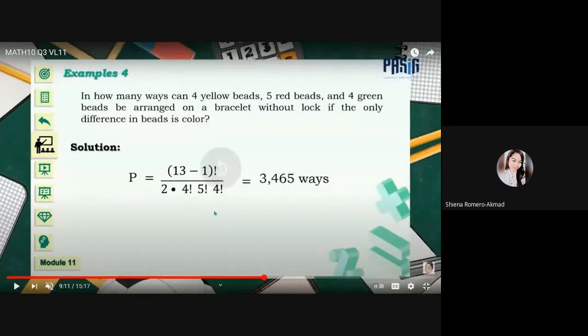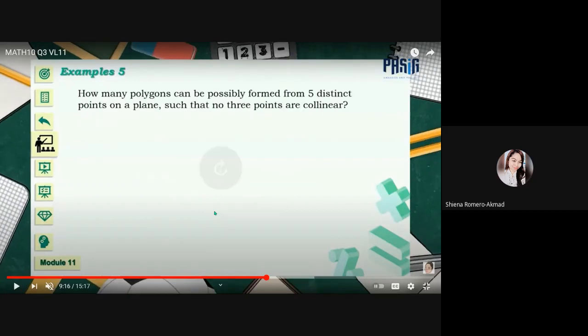Tapos, we'll have 12 factorial divided by 2 divided by 24 divided by 120 divided by 24. You'll get 3,465 ways. How about for number 5? How many polygons can be possibly formed from 5 distinct points on a plane, such that no 3 points are collinear? So, ano na ba yung mga polygons na meron tayo?